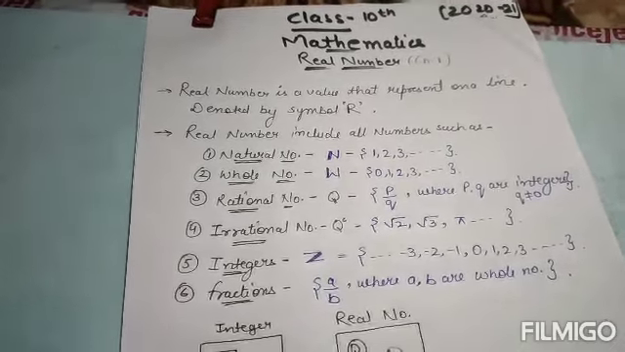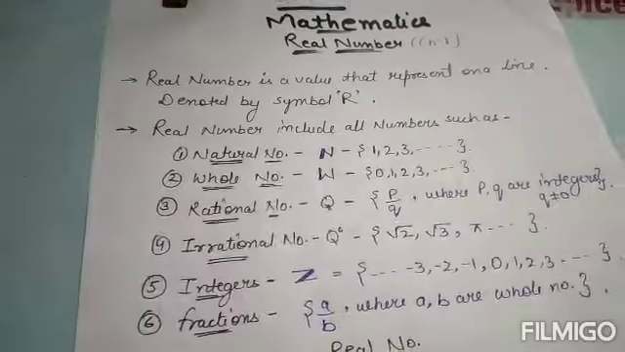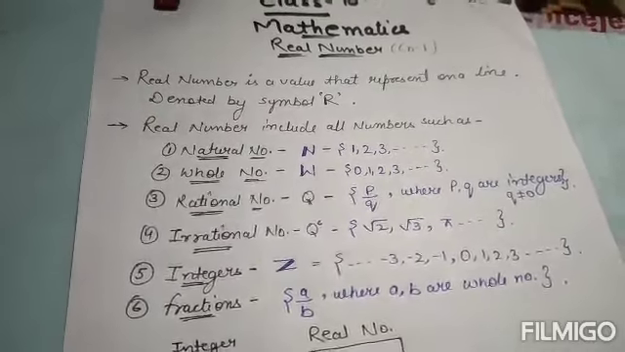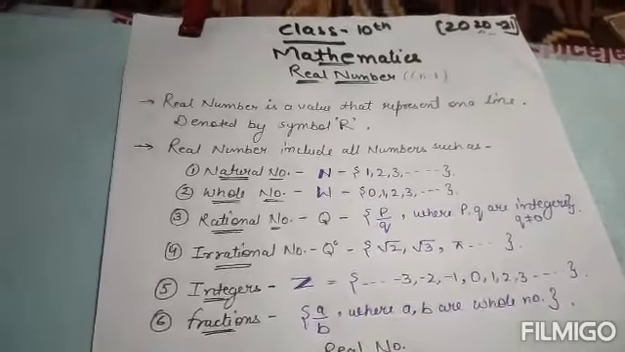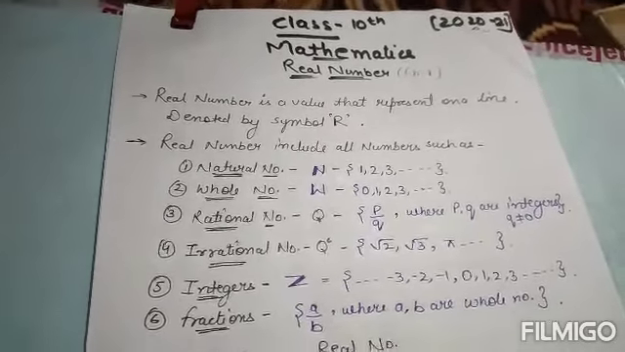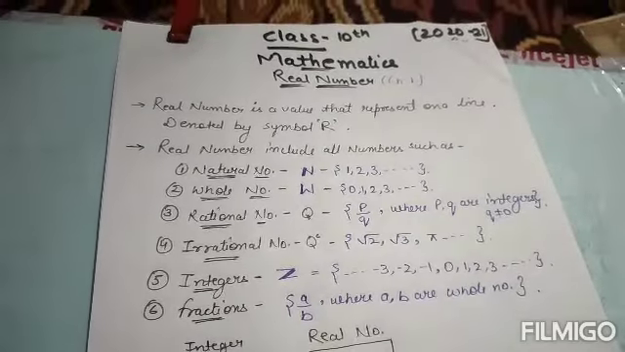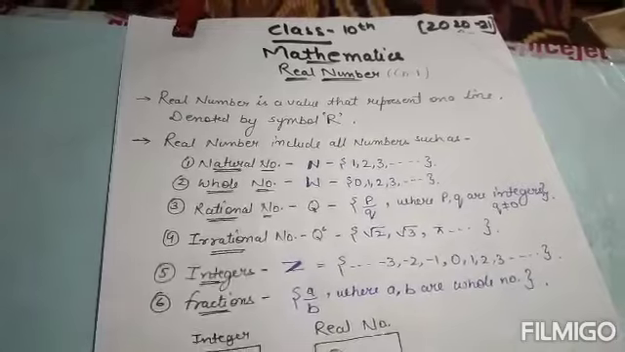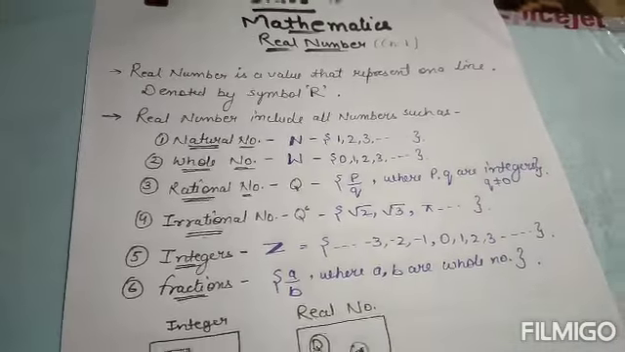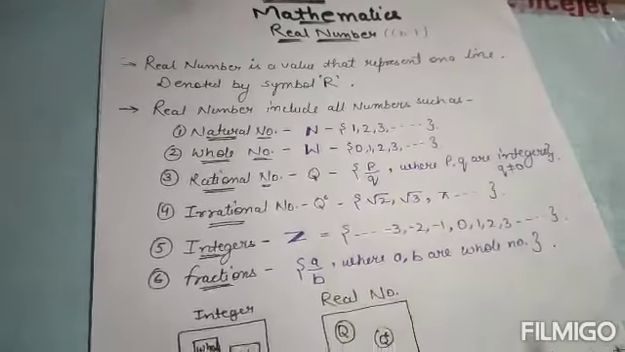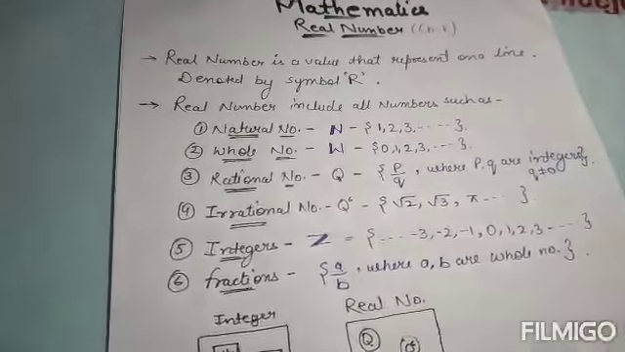In this session, we will talk about real numbers, which we use in our everyday life, whether it's for measuring distance, size, time, weight, temperature, etc. So, what is a real number? A real number is a value that is represented on a line.